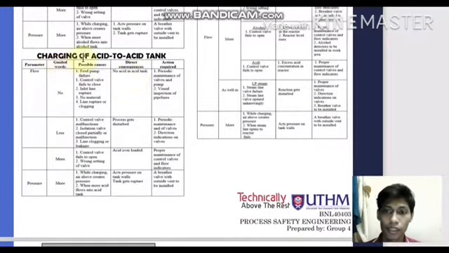We go for charging of reactor to reaction. In these cases, the parameters involved in this process are flow, pressure, vacuum, drain, and the last one is agitation.